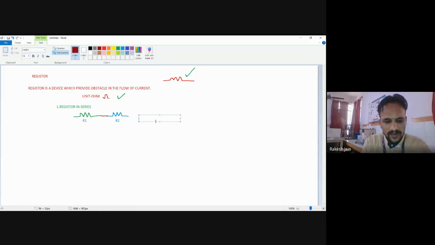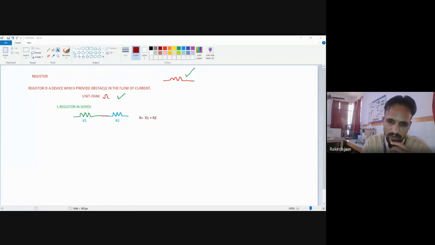So whenever the resistors are in series, what is the total resistance? The total resistance is always the sum of all the resistances. Here I took an example of two resistances. Instead of these two, if you took an example of four resistances, then what will be the total resistance?